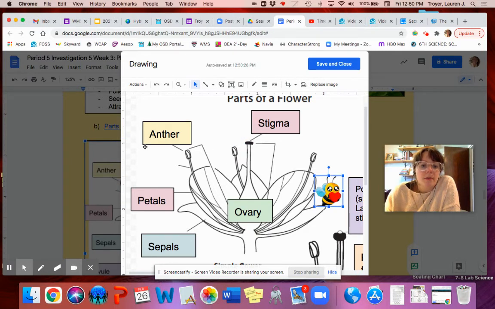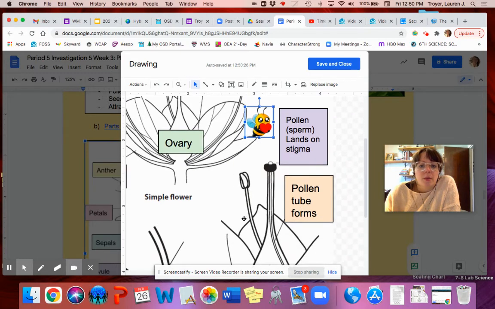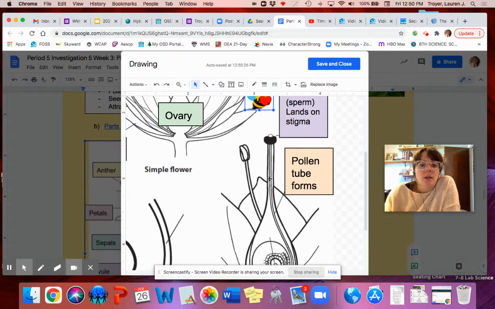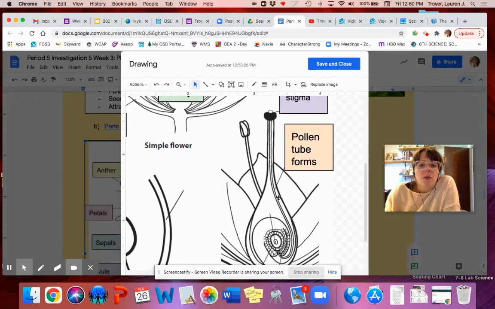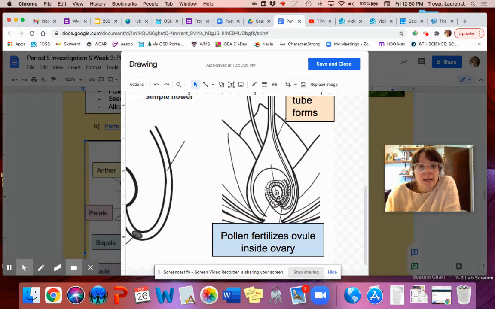So make sure you label these. We've got petals, we've got sepals. Sepals are sort of like a false petal. They open and close when the flower opens and closes. And then we'll fill these in. Pollen sperm lands on the stigma. It forms a pollen tube. And look, it can travel all the way down into the ovary where there are ovules, which are eggs. So it actually fertilizes an ovule inside the flower.